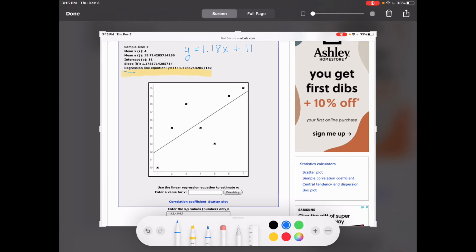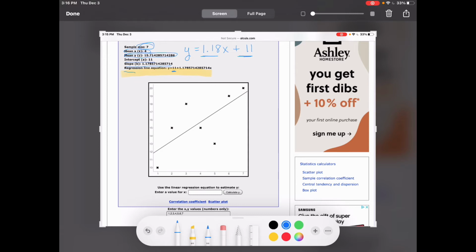But notice that here is B. I've just rearranged it to be in a form we're more used to. Here's my slope. It calculated slope here for us. It calculated an intercept for us. Mean just means it averaged out the x's and it averaged out the y's. That's all cool. And our sample size was 7 data points.